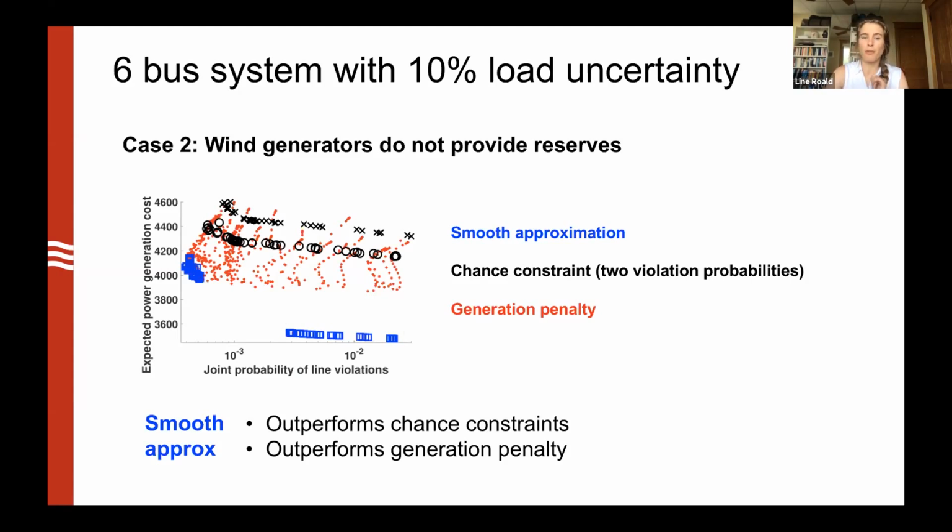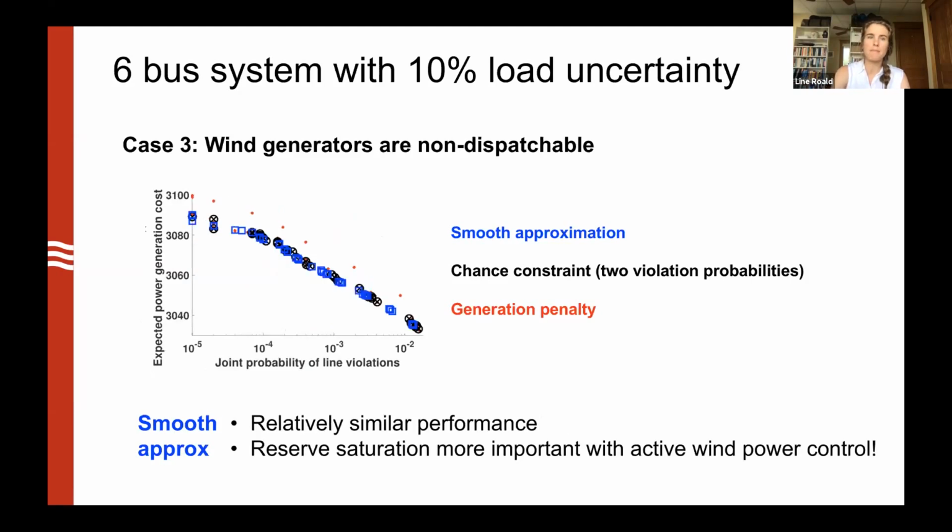So in this case, it really outperforms both of the two other methods. And if we also consider the wind generators to be non-dispatchable, what we see is that actually there is maybe not that much anymore, at least for this system. And so here the performance is kind of similar. So what this means is that this method becomes really important as the wind generators are starting to take on more variability in the system.